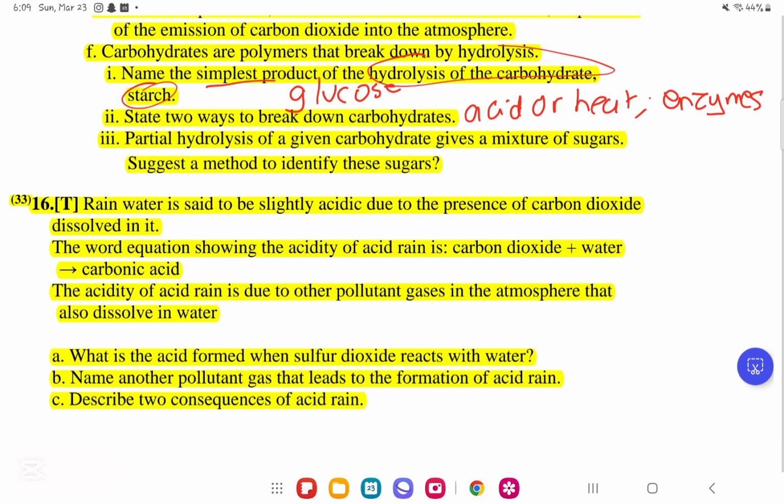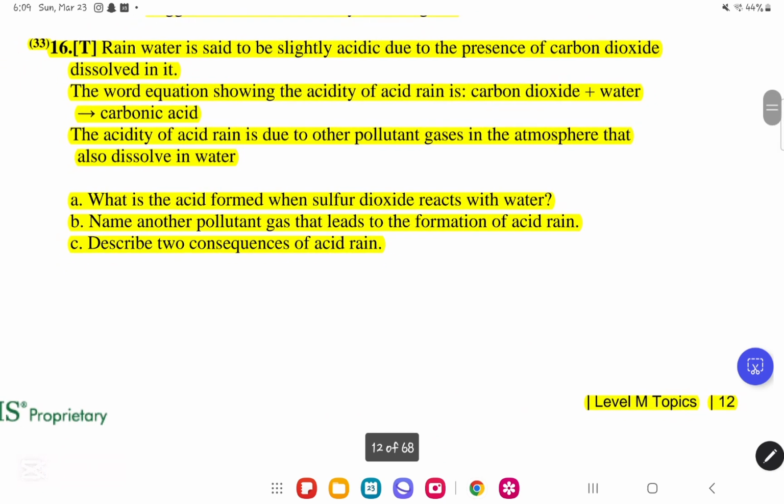Now part 3, partial hydrolysis of a given carbohydrate gives a mixture of sugars. Now suggest a method to identify these sugars. Whenever you see a mixture and you want to identify, this is very important, you will have to use chromatography. Okay, that's pretty much it for this. We'll move on to question number 16.